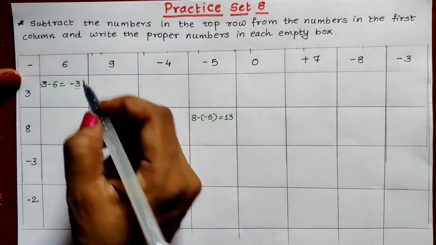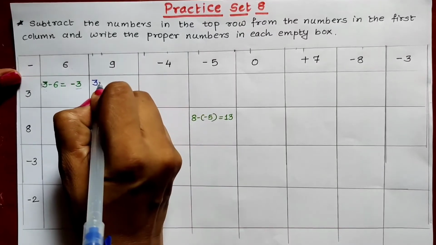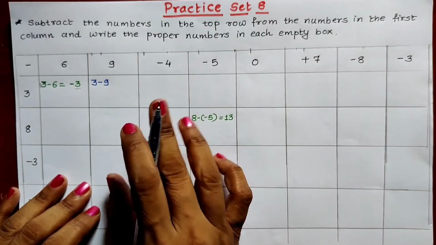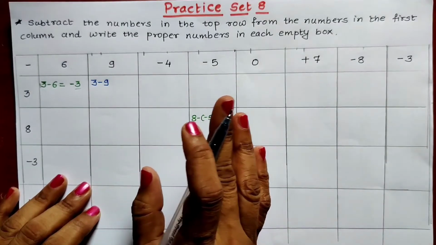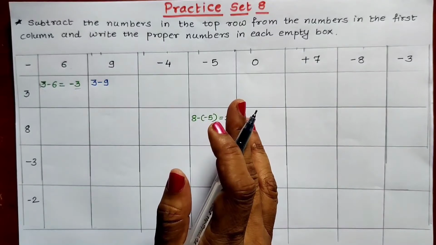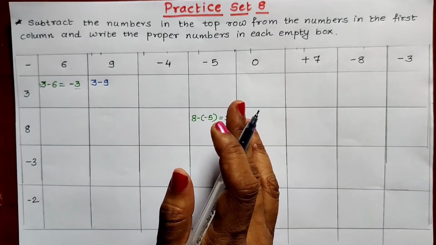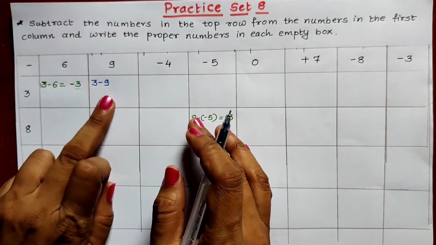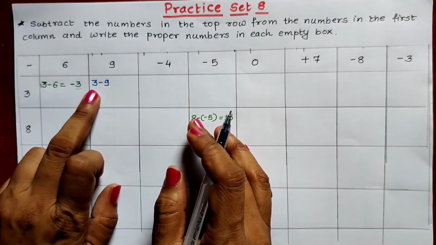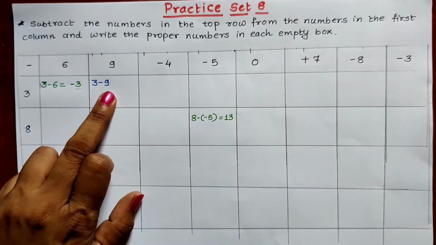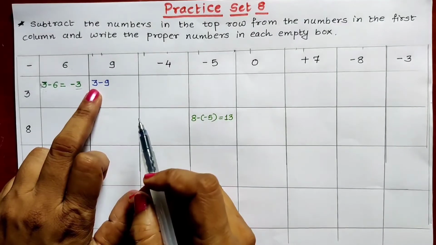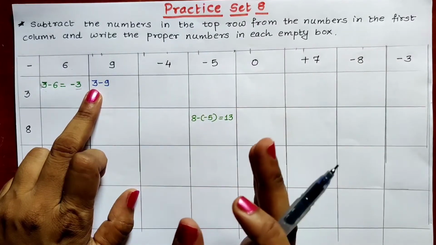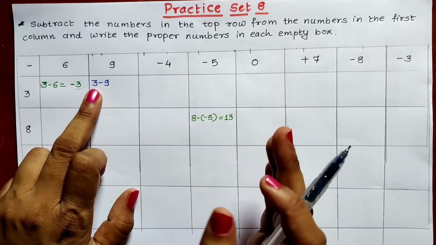3 minus 9. Correct. For this we will have to remember the rules which we have learned before for solving the sums from practice set 5. Same rule we are going to apply here. Now see, 3 has a plus sign, 9 has a minus sign. 3 doesn't have any sign, which means there is always a plus sign. Always keep this in mind.